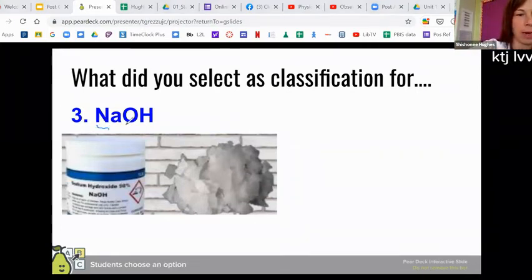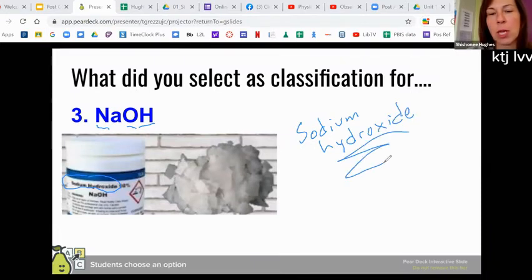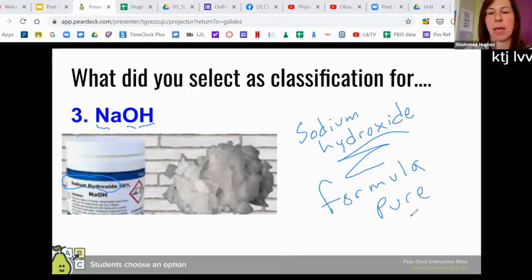I got an N, I got an O, I got an H. And if you look on here, you get your fancy name. This is actually sodium hydroxide, which I did not expect you guys to know. You'll learn that though, eventually. So sodium hydroxide has a formula. If it has a formula, you know that it is pure and that it is a compound. CPD is my abbreviation for compound.